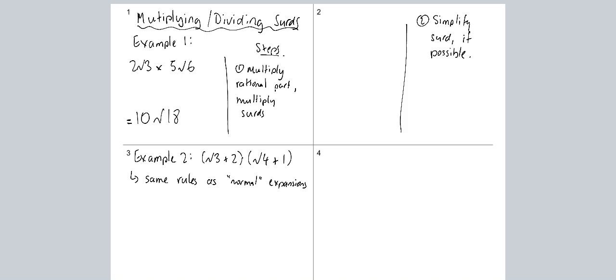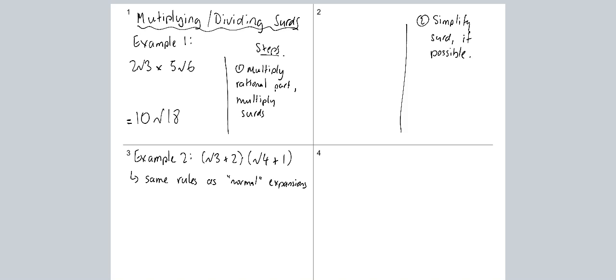So you can do it just by gut feeling. 9 goes into 18, I know that. Or you can be systematic and you can go 1 square. Well, 1 goes into 18, but who cares? 2 squared is 4. 4 doesn't go into 18. 3 squared is 9. 9 does go into 18. So you can be systematic or intuitive, depending on your confidence with your factor work.